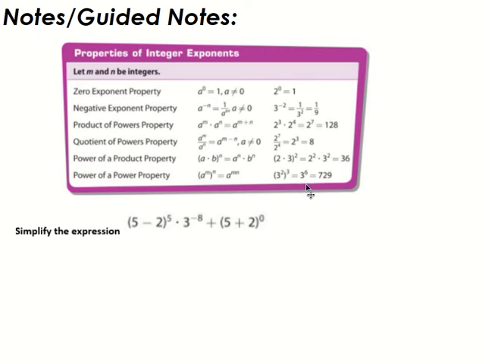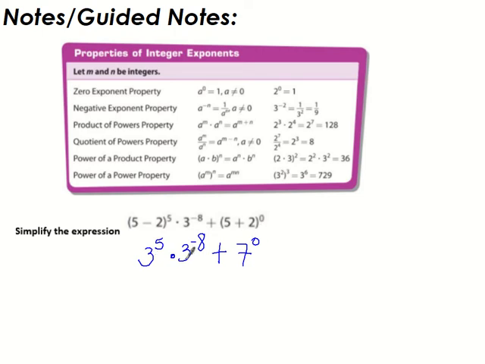Okay, so we're going to simplify this expression, and we may need to combine a couple together. Remember, we always do parentheses first. So 5 take away 2 is 3, so we're going to get 3 to the 5th, and then we're going to times it by 3 to the negative 8. Plus, 5 plus 2 is then 7, and that's going to be raised to the 0 power.